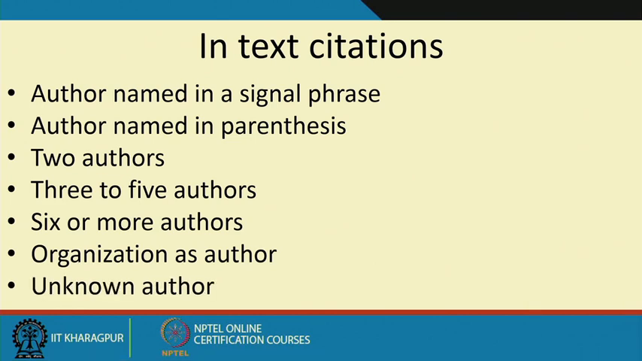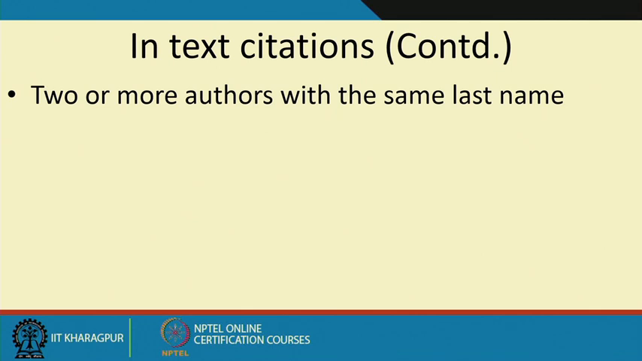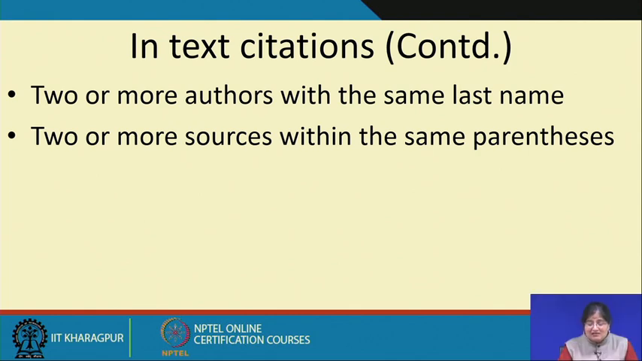Unknown authors, then you would have 2 or more authors with the same last name, say Das and Das, Roy and Roy, etc. So how do you do this? Okay, 2 or more sources within the same parentheses. So how do you reference 2 or more sources? Many styles prescribe the sources to be listed chronologically, which means the source that was published first should appear first. Other styles say that maybe you should do them alphabetically. That makes for easy reading, so you have to follow that standard style.